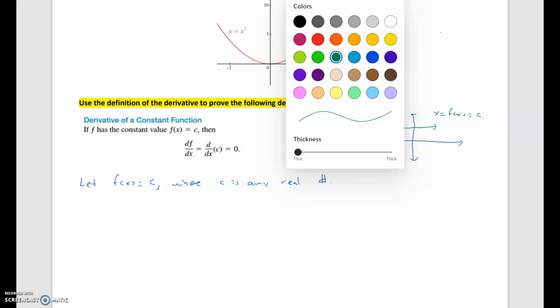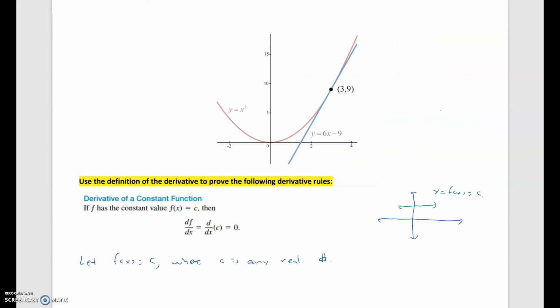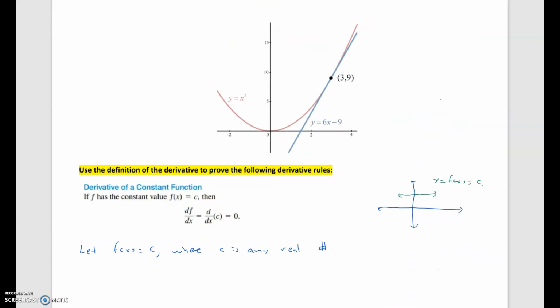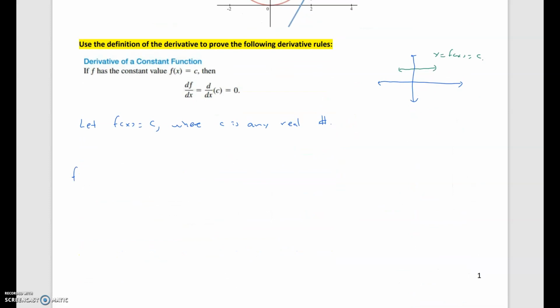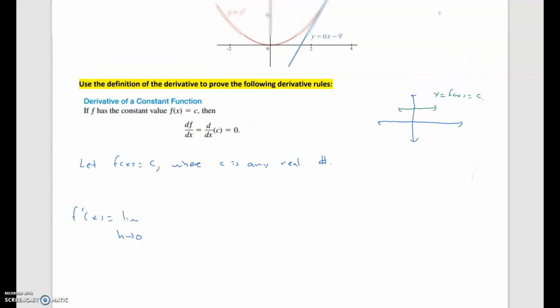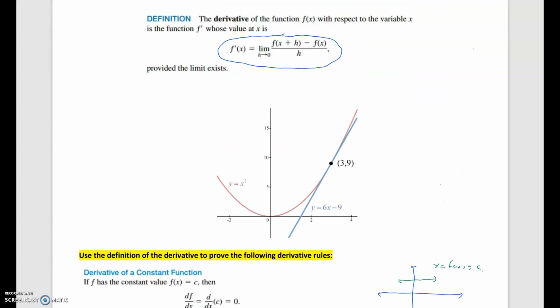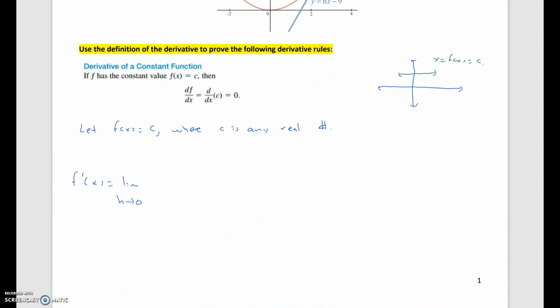Now we're still going to be applying the limit definition. In this case, we're applying it to f prime of x. So f prime of x is equal to the limit as h approaches 0 of the following. I'm just going to rewrite the function notation and then substitute the proper values: f of x plus h minus f of x, divided by h.